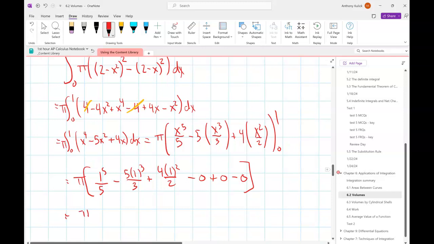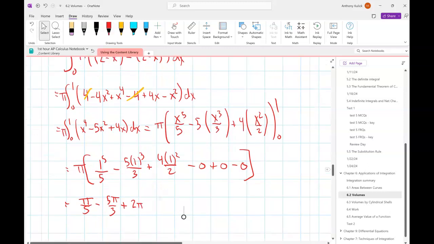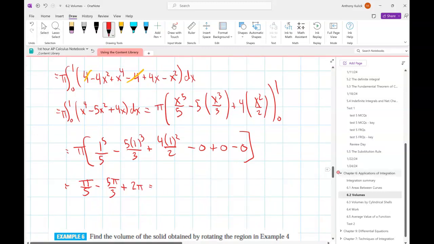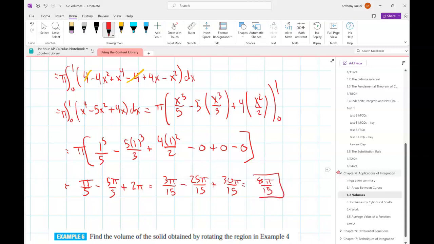So I have pi over 5 minus 5 pi over 3 plus 2 pi. And if I combine those into like terms, that's going to be 3 pi over 15 minus 25 pi over 15 plus 30 pi over 15. So that's going to give me 8 pi over 15. Okay.